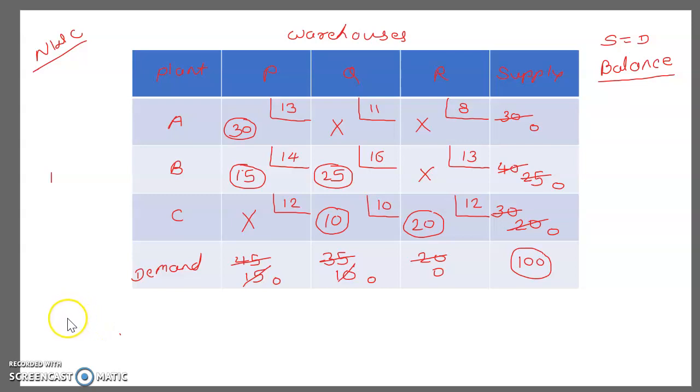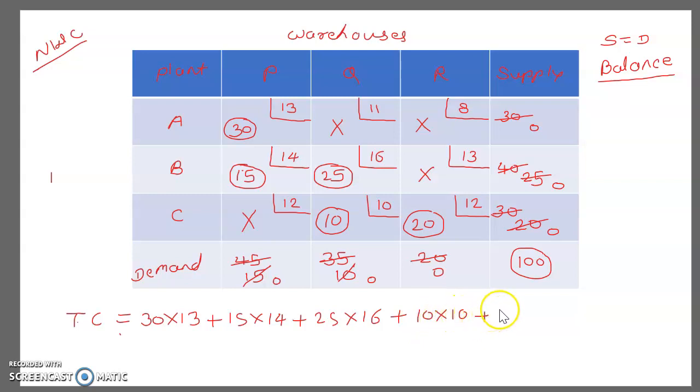Now calculate the minimum cost of transportation. Therefore, total cost is equal to, in the first cell we have allotted 30 units and the cost is 13, so 30 into 13, plus in the second row we have allotted 15 units and the respective cost is 14, plus in the next cell 25, cost is 16, plus in the third row we have allotted 10 units, the respective cost is 10, plus in the next cell 20 units, cost is 12, and the total is 1,340 rupees. So this is the final answer by the northwest corner cell method.